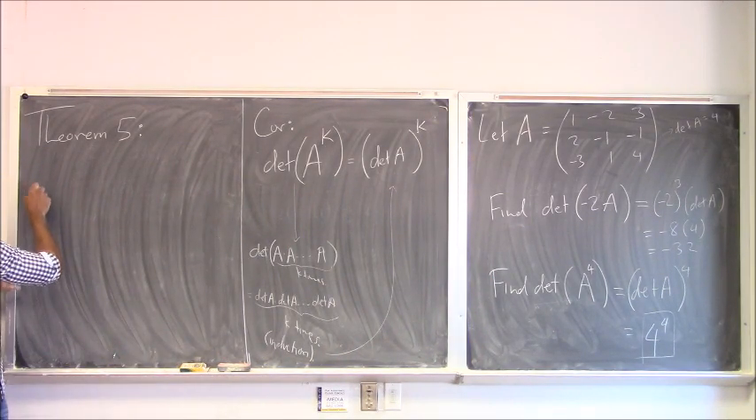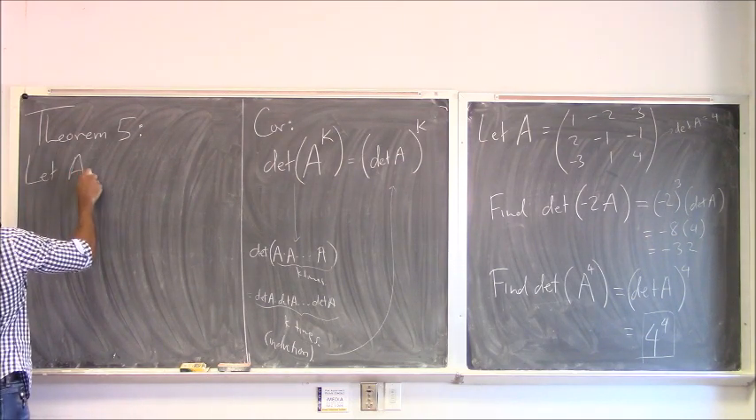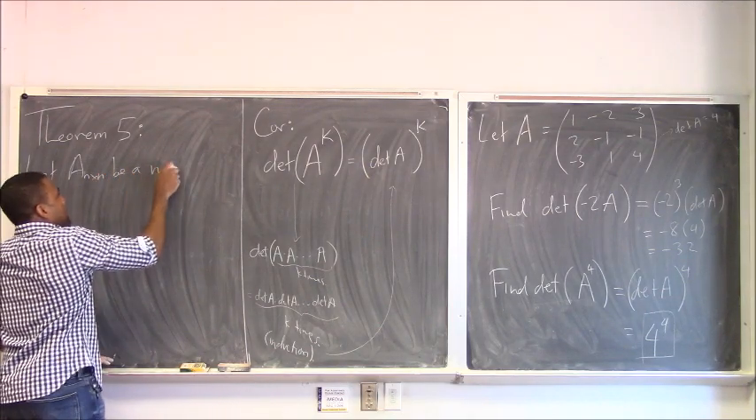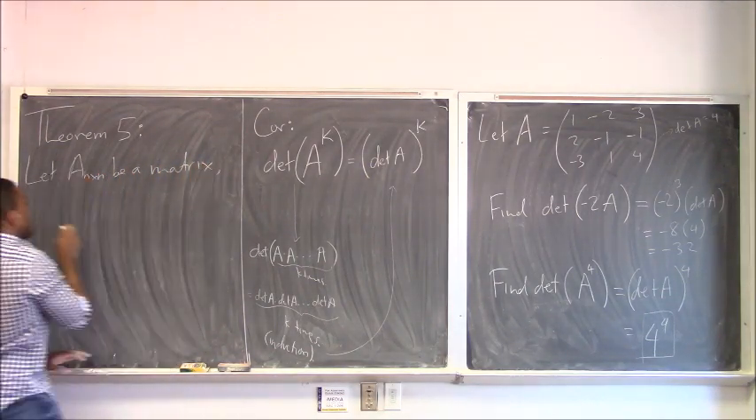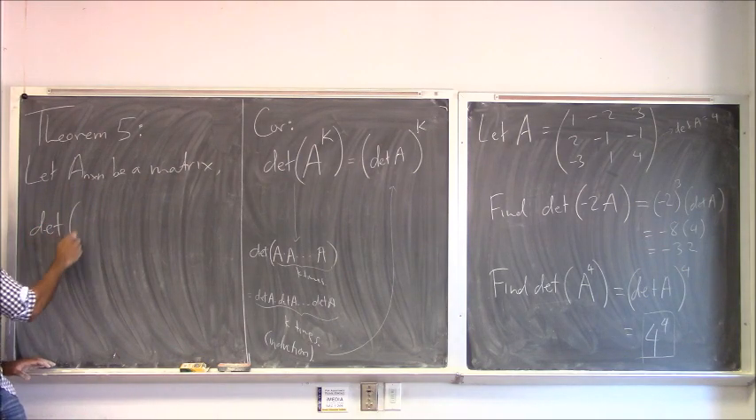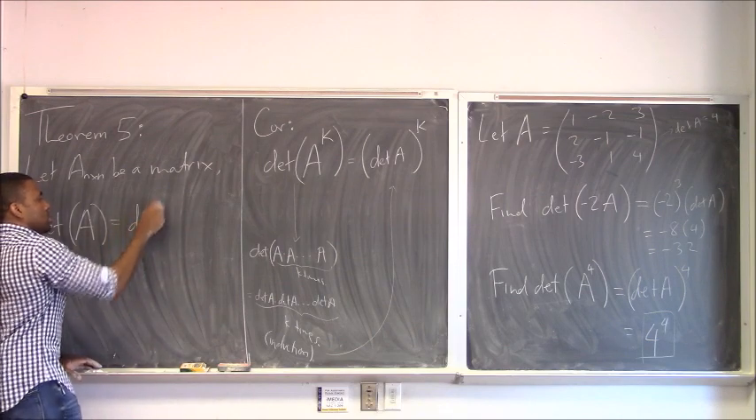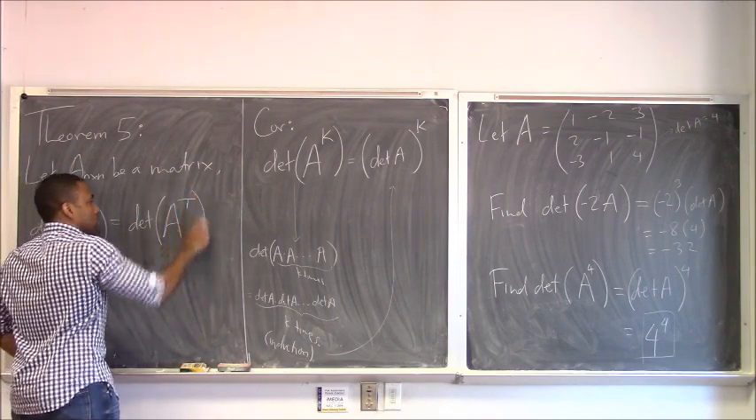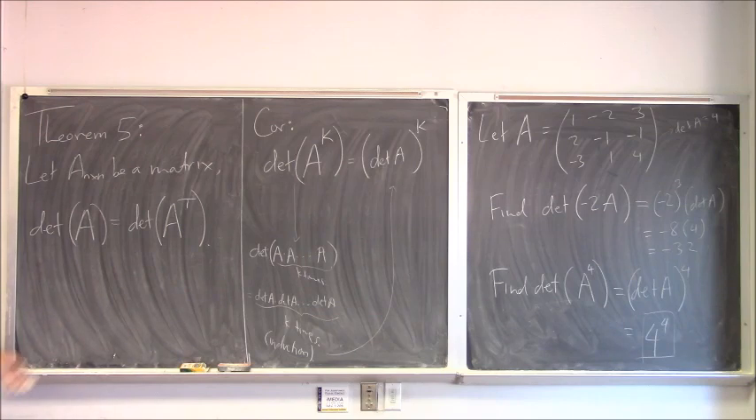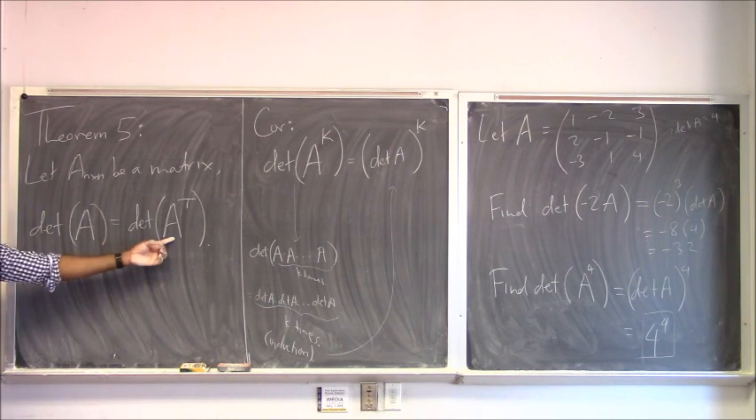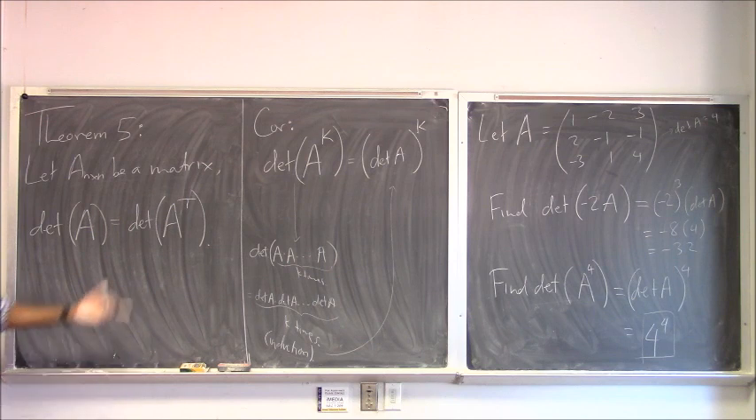Another theorem: let A, n by n, be a matrix. It turns out the determinant of A is exactly equal to the determinant of its transpose. By that reasoning, everything I said before that applies to rows when you're finding determinants will now also apply to columns, because in the transpose you interchange rows and columns. So the first row becomes the first column, the second row becomes the second column, etc.